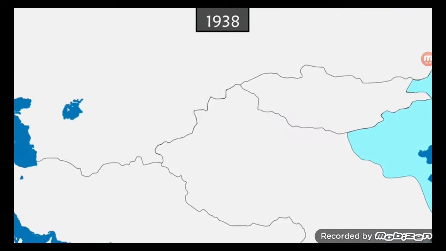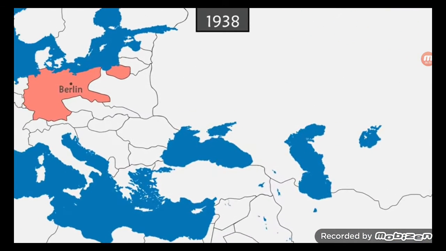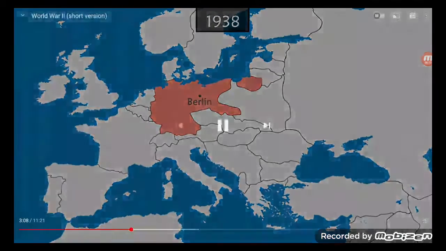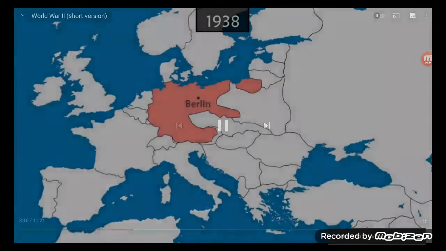Germany is now powerful enough to launch its territorial expansion. It first annexed Austria with support from the local Nazi party.